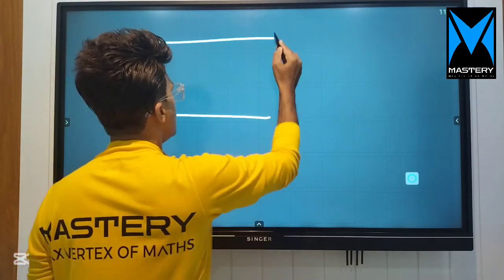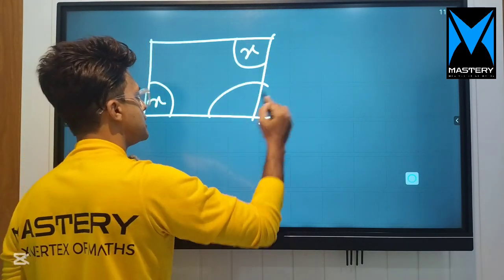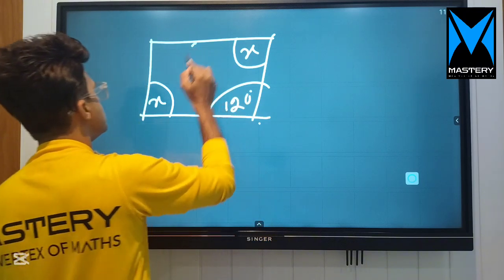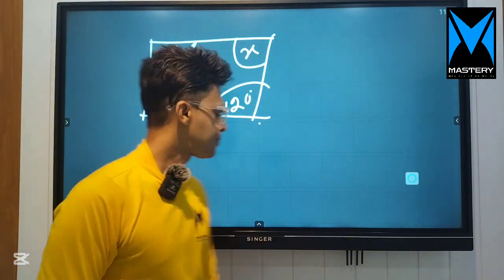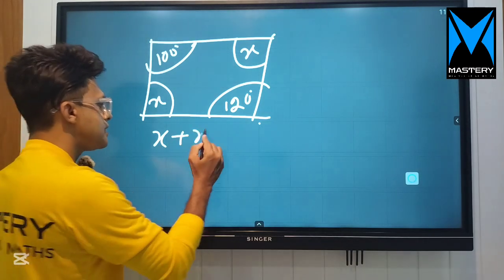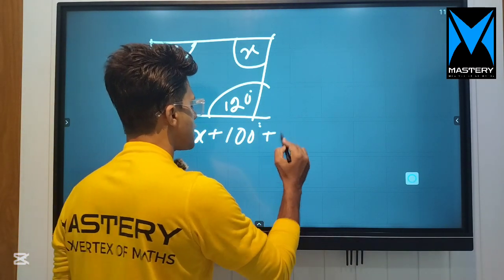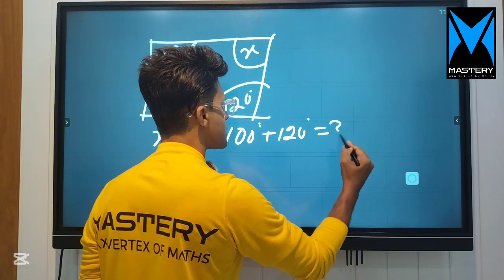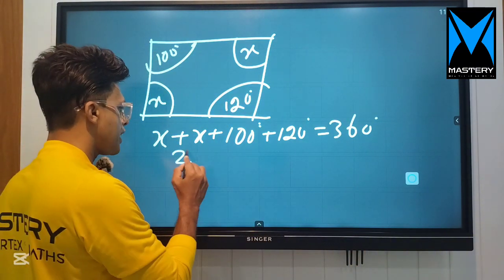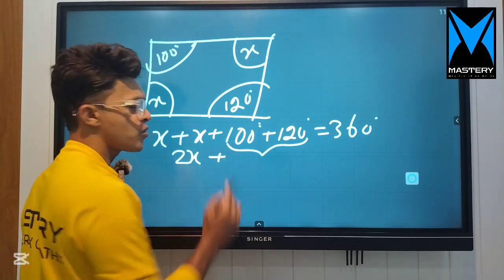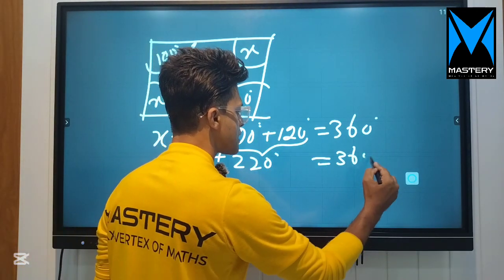So how can you get the value of x here? Here x, here 120 degrees, here 100 degrees. Let's get the value of x. Let's set up an equation. x plus 100 degrees plus 120 degrees equals 360 degrees. So x plus x is 2x, then 100 plus 120 equals 220. So 2x plus 220 equals 360 degrees.